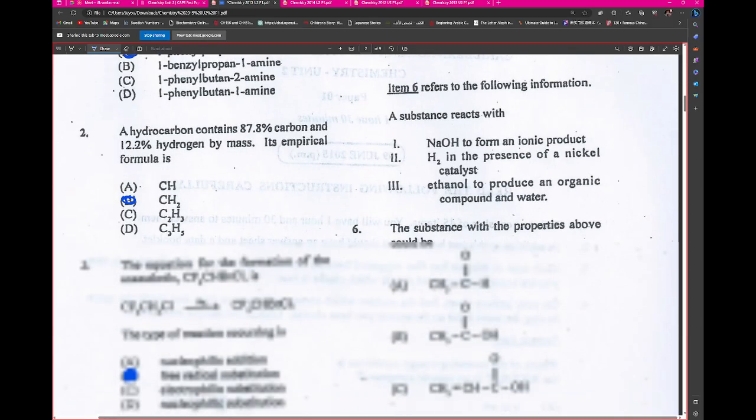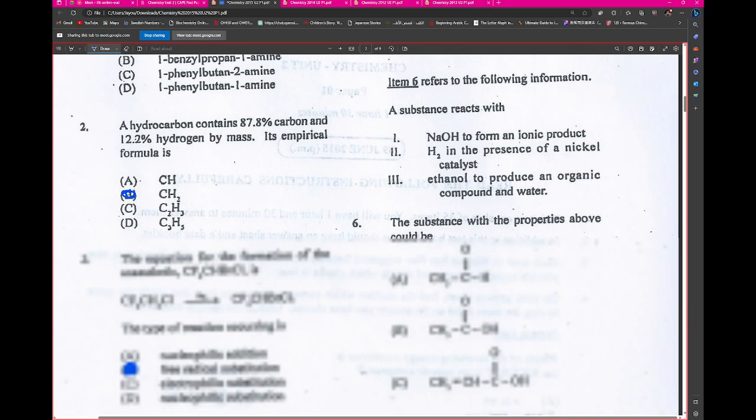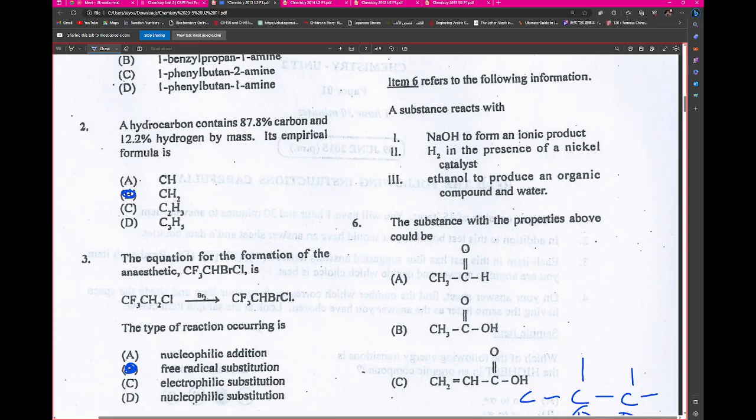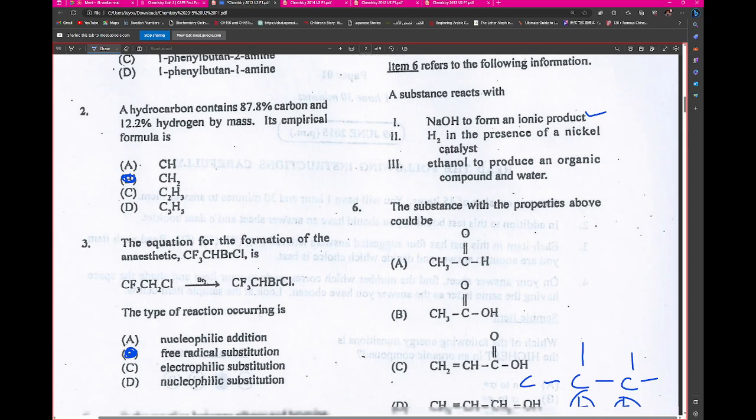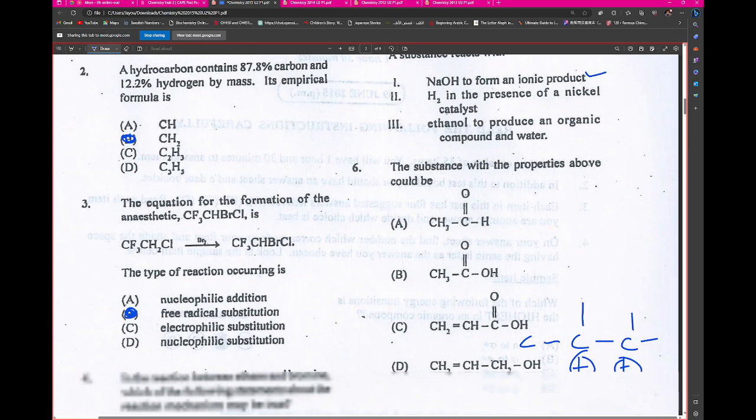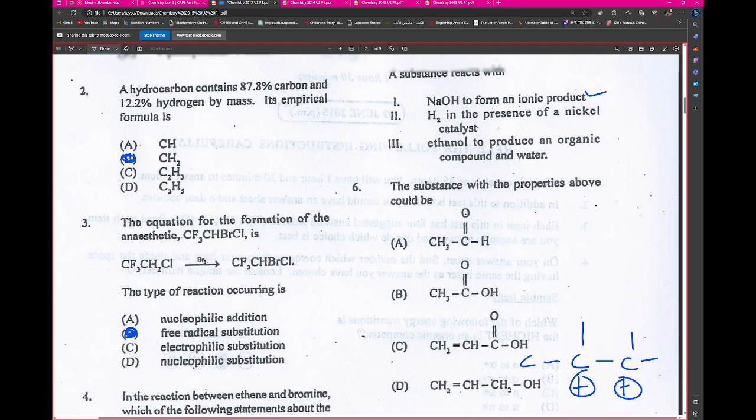A substance reacts with sodium hydroxide to form an ionic product. Hydrogen gas in the presence of nickel catalyst. Alright, that's fine. And ethanol to produce an organic compound in water. I think I saw this somewhere on a piece of paper before. It's really similar to a question I saw there. The substance with the properties above could be. Let's see. C. All right.